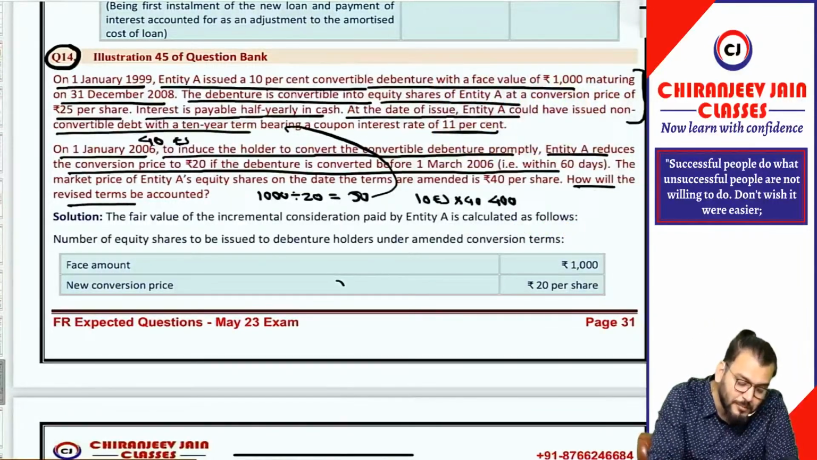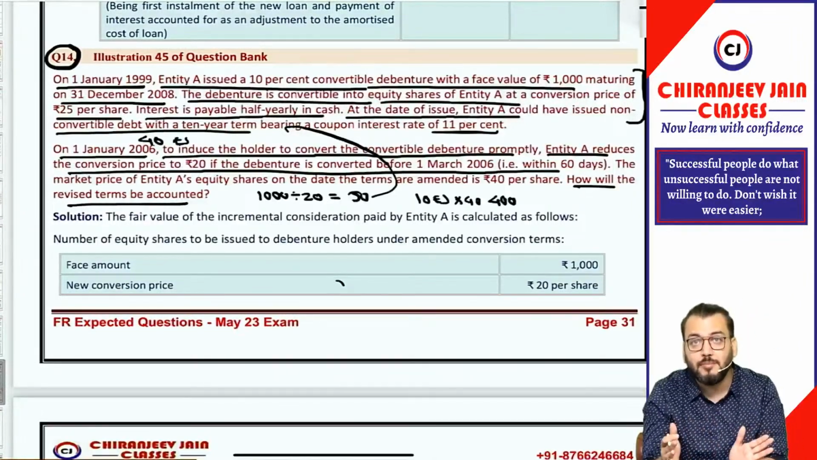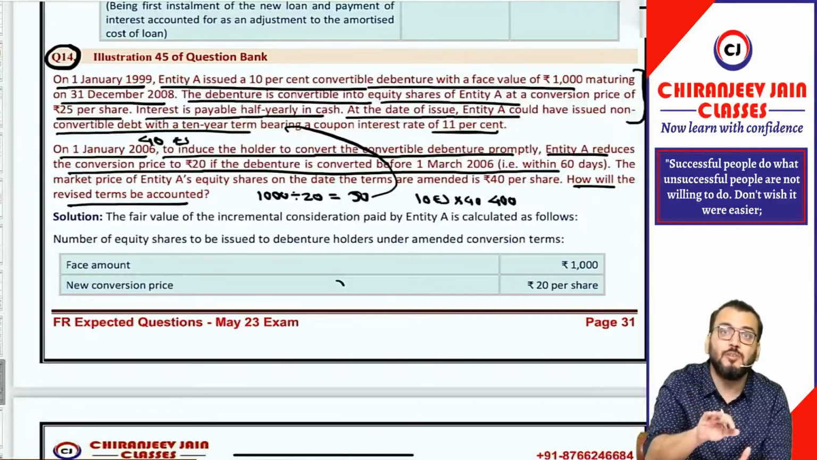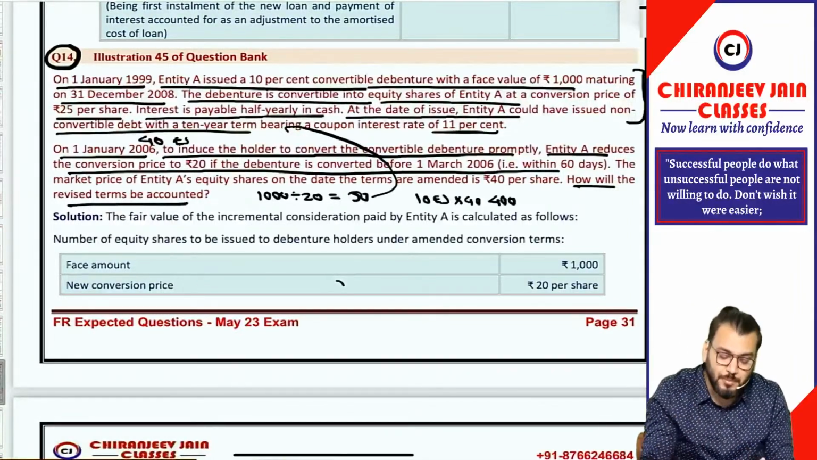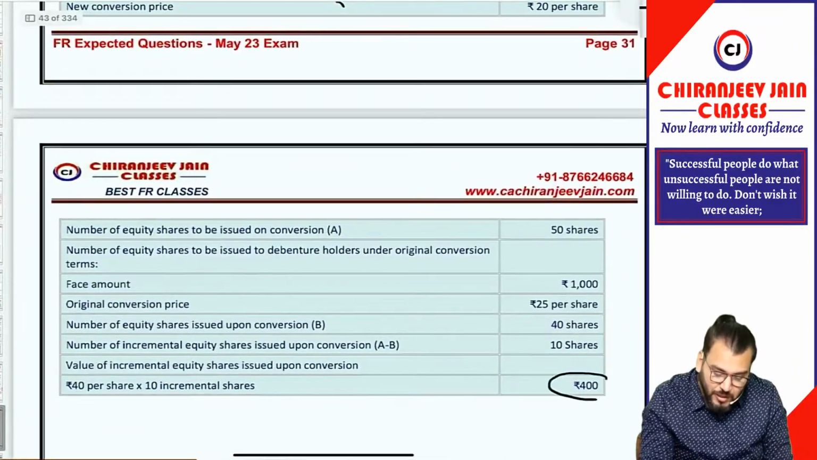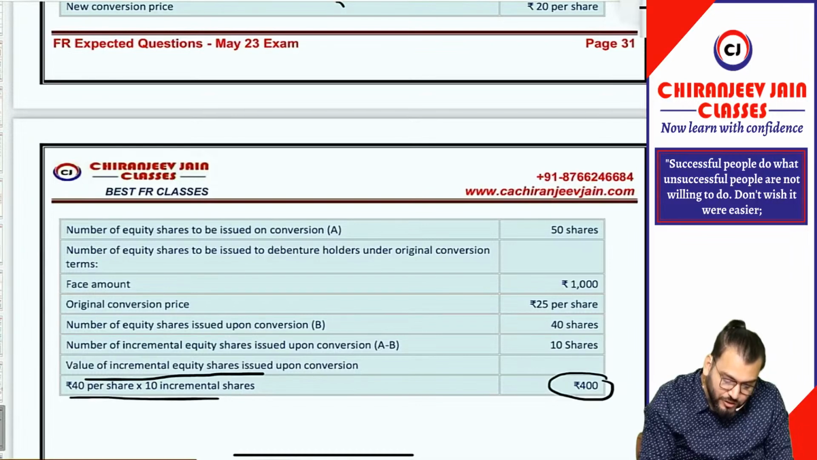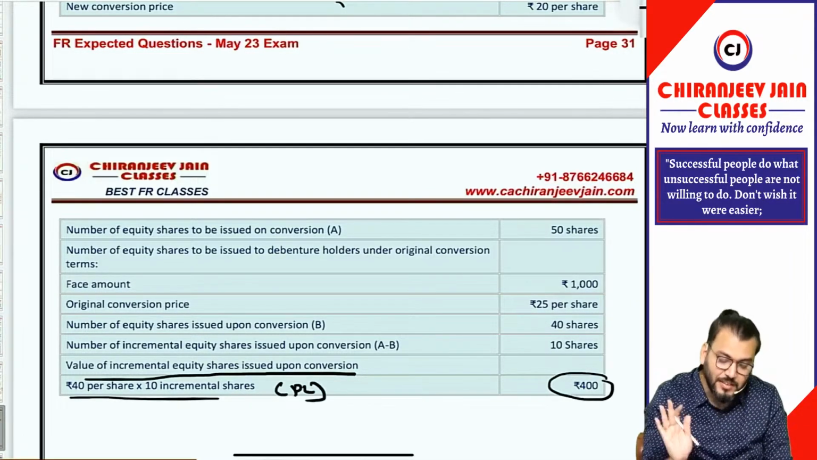How will the revised terms be accounted? As per Ind AS 109, if there is some amendment in terms by giving some additional equity shares, the fair value of the equity shares will be transferred to PL. This means it will be recognized in PL. So this 400 will be transferred to PL. You can see the same is calculated and this will be transferred to PL. The value of incremental equity shares issued upon conversion will be recognized in PL. Only this is the answer.